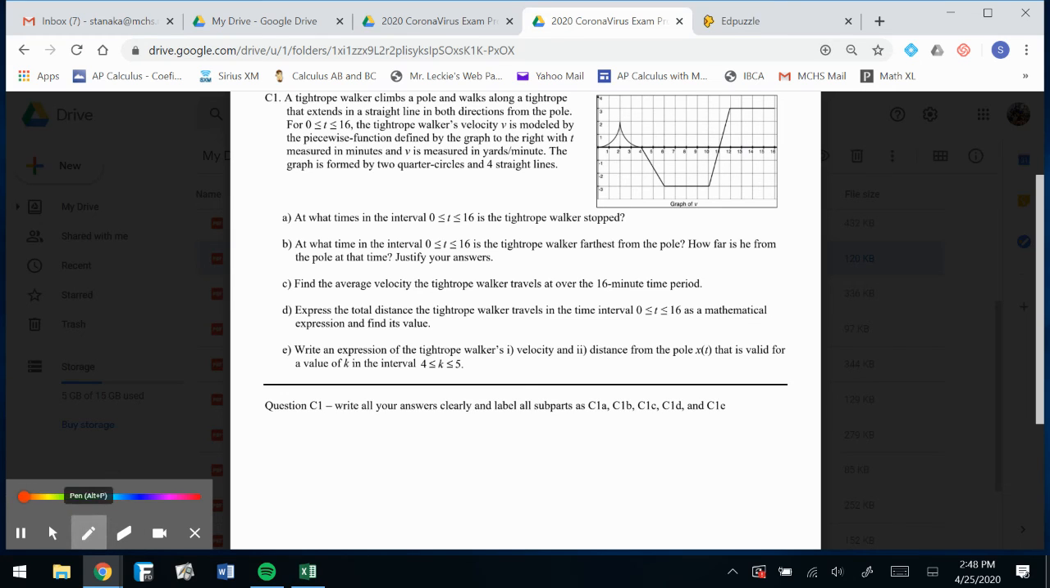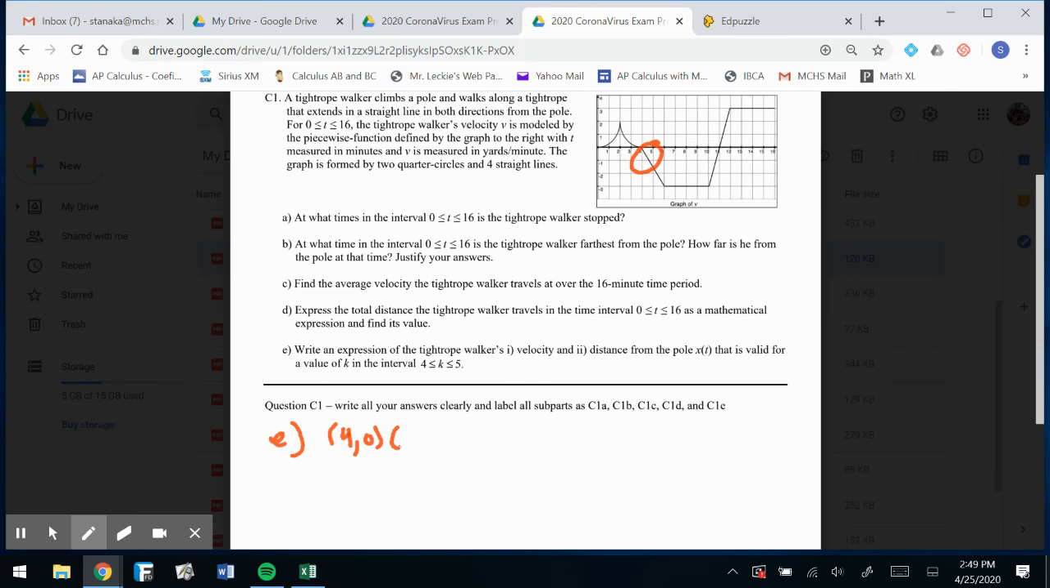And then our last but not least would be E. Write an expression, and this is kind of the BC part of this question here, okay? Write an expression for the tightrope walker's velocity and distance from the pole for a value of k between 4 and 5. So between 4 and 5, that's linear. That's not too bad, and I just have to write an equation for velocity. Well, there are 2 points on that, right? We have 4 comma 0 on that bad boy.